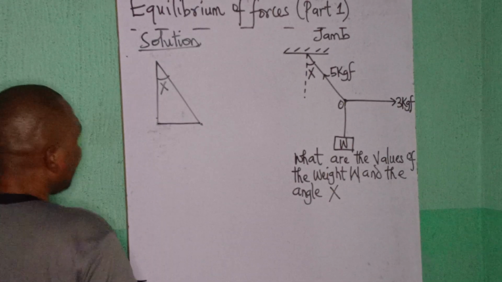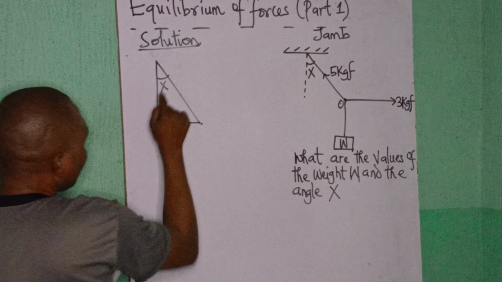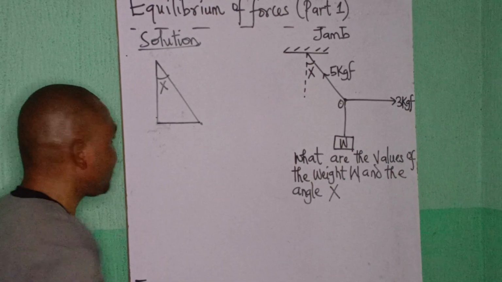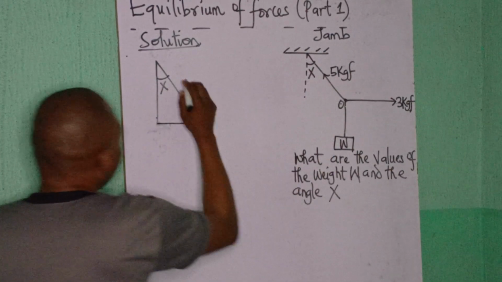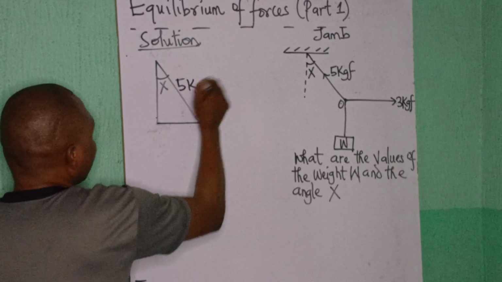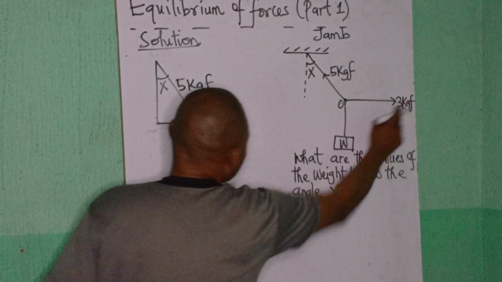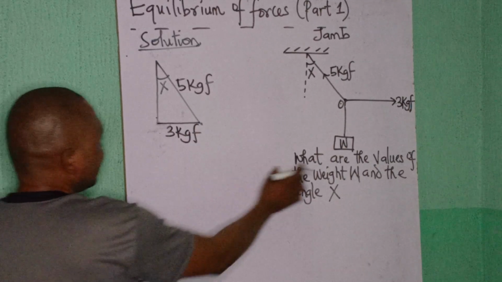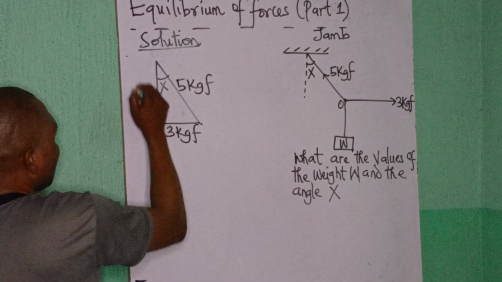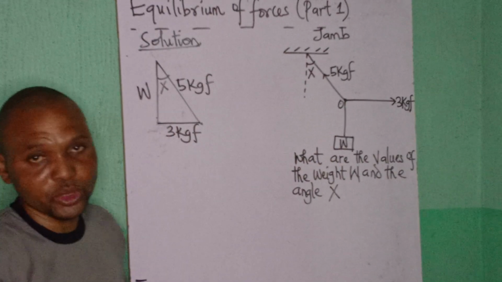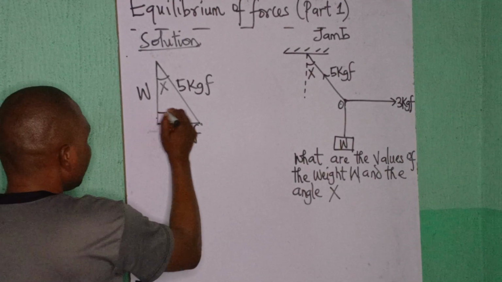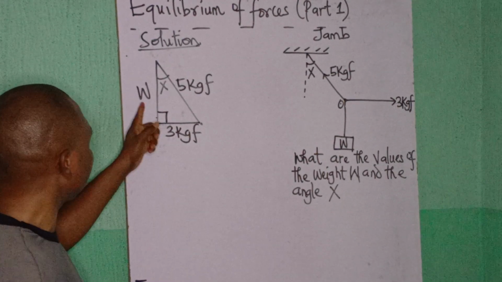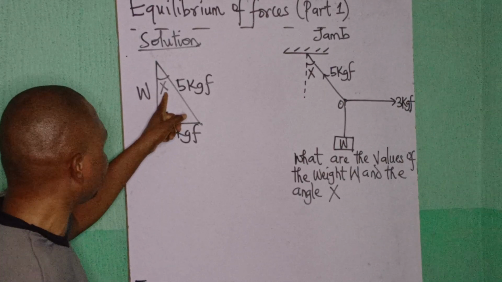Now, if you check the angle, like I said before, it is inclined towards the vertical direction. So this side is 5. This is the horizontal, and it is 3. Then the weight is also vertical, so I will put it as W. Obviously here is 90. Now the question says find the weight, and then find the angle.